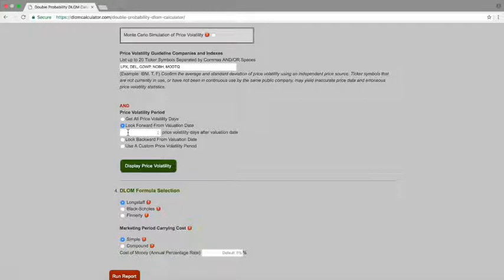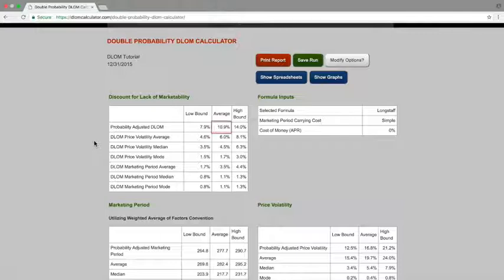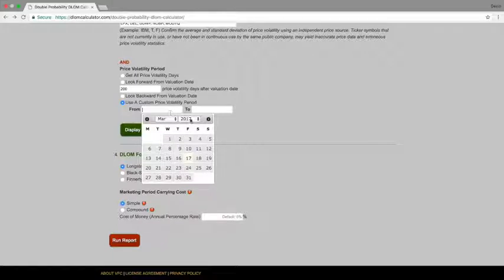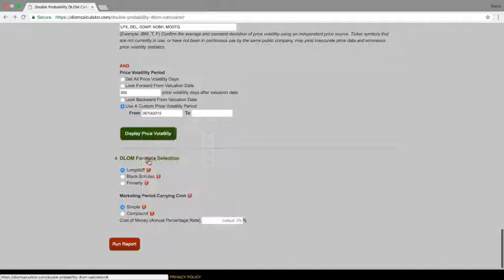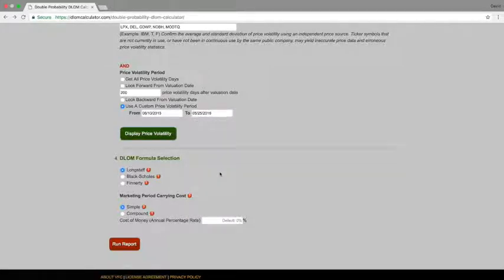For example, looking forward 200 trading days to approximately October 15, 2016, the probability-adjusted DLOM is 10.9%. The calculated DLOM declined because price volatility for the 200-day look-forward period in 2016 was much lower than price volatility for the 250-day look-backward period in 2015. The calculator also allows users to use customized price volatility date ranges that, for example, might be split by the valuation date.